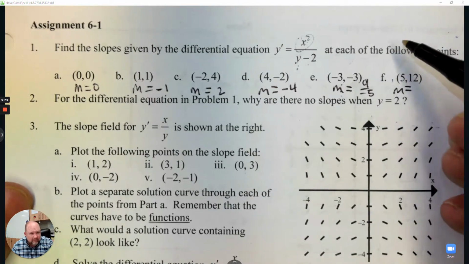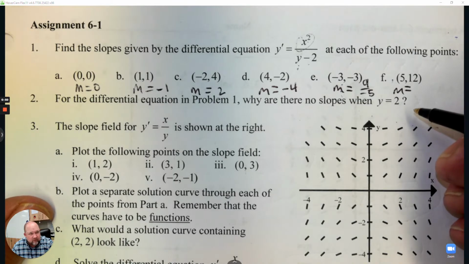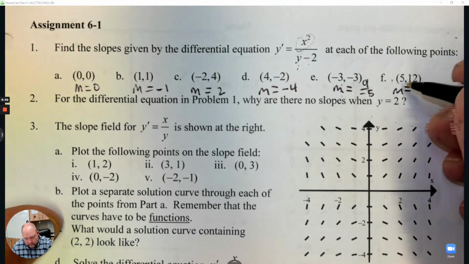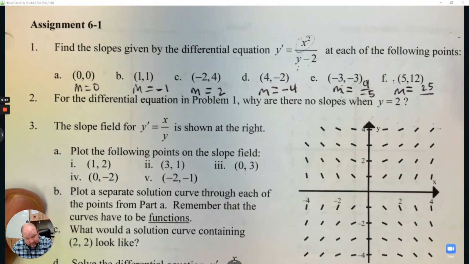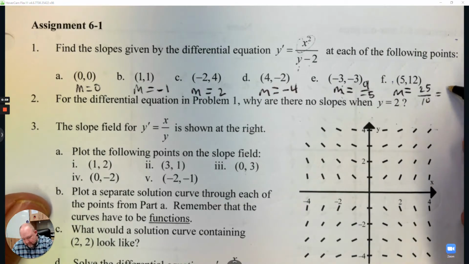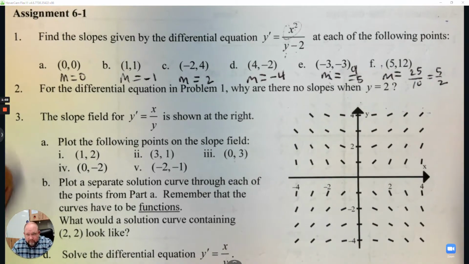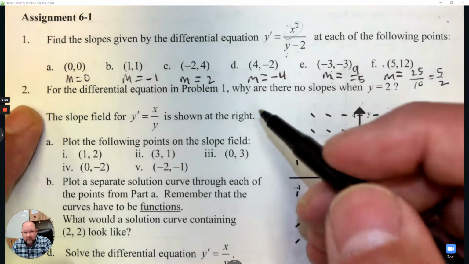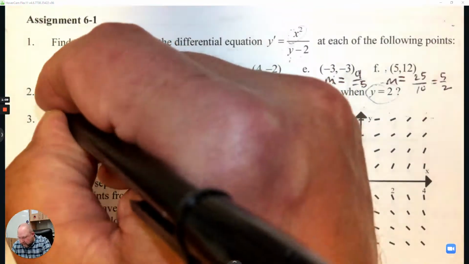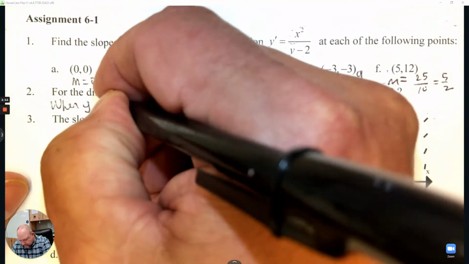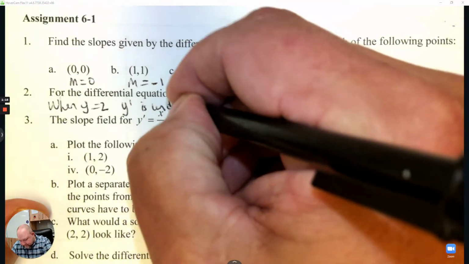5 and 12, I think that's going to be a fraction. 144 over 3. No, 25 over 5 squared. 25 over 10. You could also write it as what? 5 over 2. For the differential equations in problem 1, why are there no slopes when y equals 2? Because when y equals 2, it is undefined.